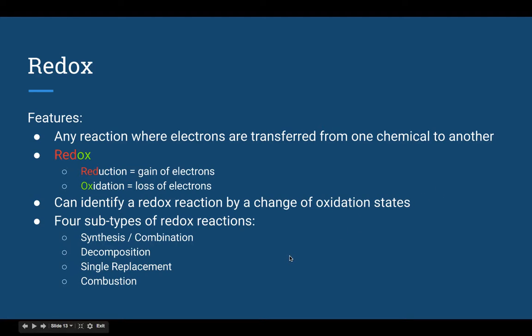Within redox, redox is a really broad classification of reactions. So kind of like, right, mammal is a really broad classification for organisms, right? There's many kinds of mammals out there. There's many kinds of redox reactions, and we're going to talk about 4 here. Synthesis or combination, those are 2 names for the same type of reaction. Decomposition, single replacement, and combustion.